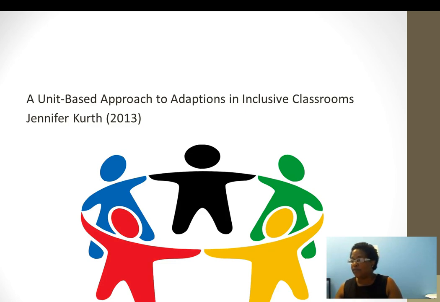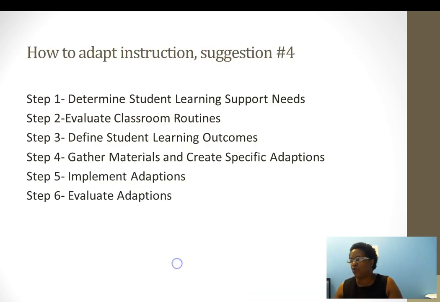But at this point, we don't have two teachers in the classroom, and special ed is sort of off by itself. So they were looking at, okay, how do we use adaptations, let's say for a unit? So what do we do? This is the fourth suggestion on how to adapt instruction, again from the literature. They say determine student learning needs and supports, evaluate classroom routines, define student learning outcomes, gather materials and create specific adaptations, implement those adaptations, and evaluate those adaptations.